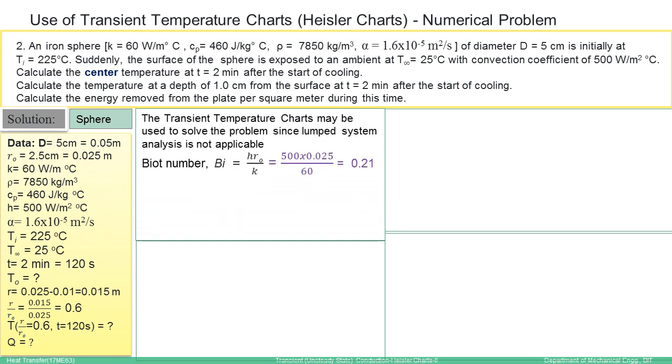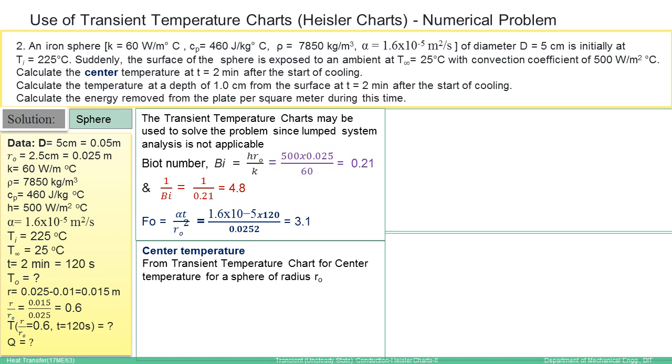In this case, Biot number for sphere or cylinder is h r naught by k. R naught is the radius, the outer radius of the sphere. Since the diameter is 5 centimeter, radius is 2.5 centimeter or 0.025 meters. Biot number will be 0.21 for this, because h, r naught value and k are same as the previous problem. And since time is given as 2 minutes, the Fourier number is also the same, that is 3.1.